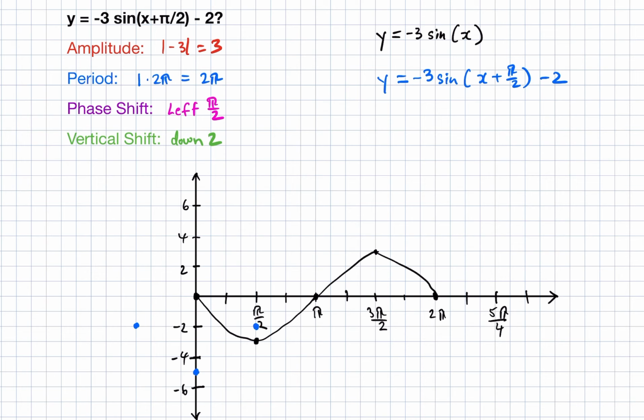And then we're going to take this point, and we're going to go over pi over 2, which takes us over here, and we'll go down 2. Okay, we're going to plot a point right there. And then lastly, we're going to take this point, we're going to shift left pi over 2, and then go down 2. So that puts us right there. Okay, and then we can go ahead and graph this.